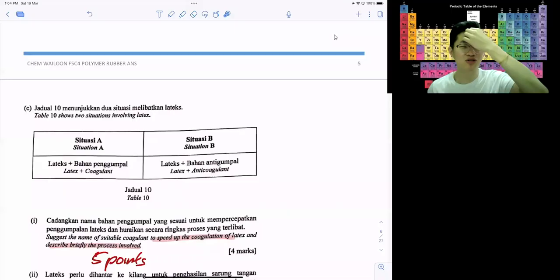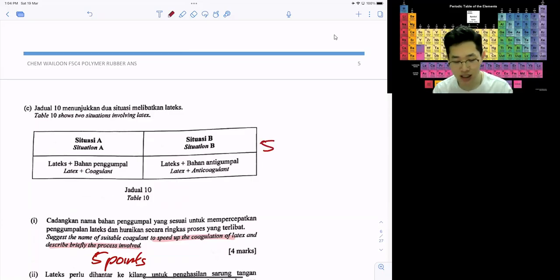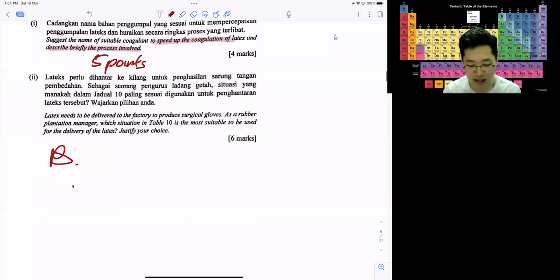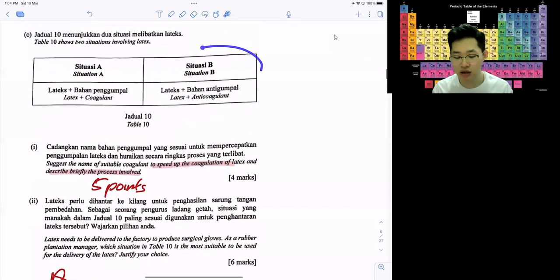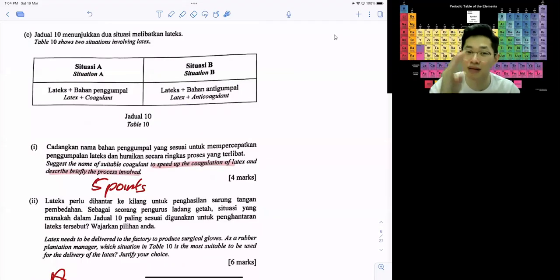So you think back. Just now when we went through latex, the only thing I taught you about latex is what? Coagulate. Does not coagulate. So basically, the five points of explanation are telling them that the latex does not coagulate. You just write the 5 points: because the anticoagulant contains hydroxide ion, the hydroxide ion neutralizes the acid, and so on. So in the end, latex does not coagulate.